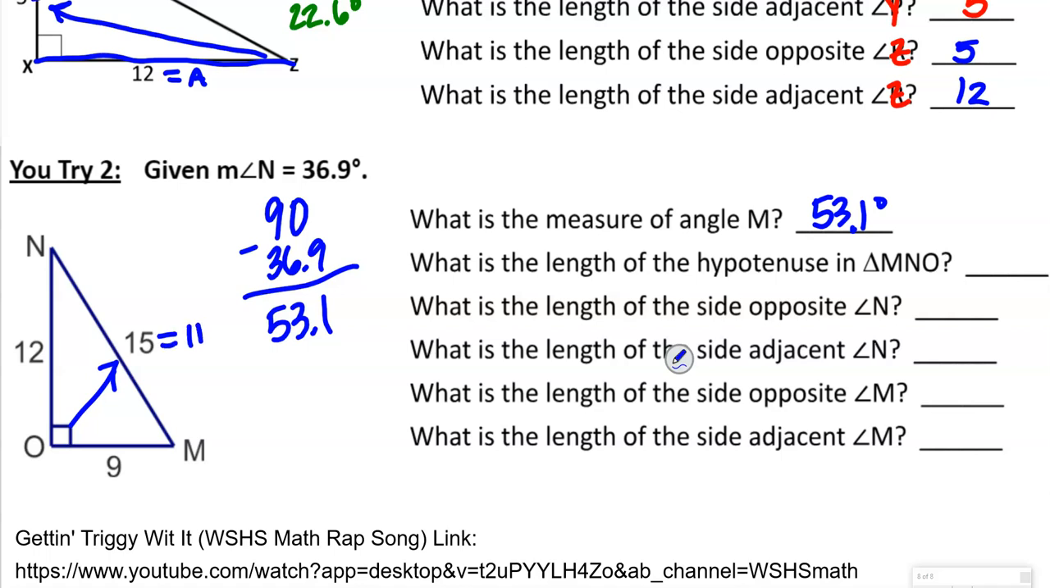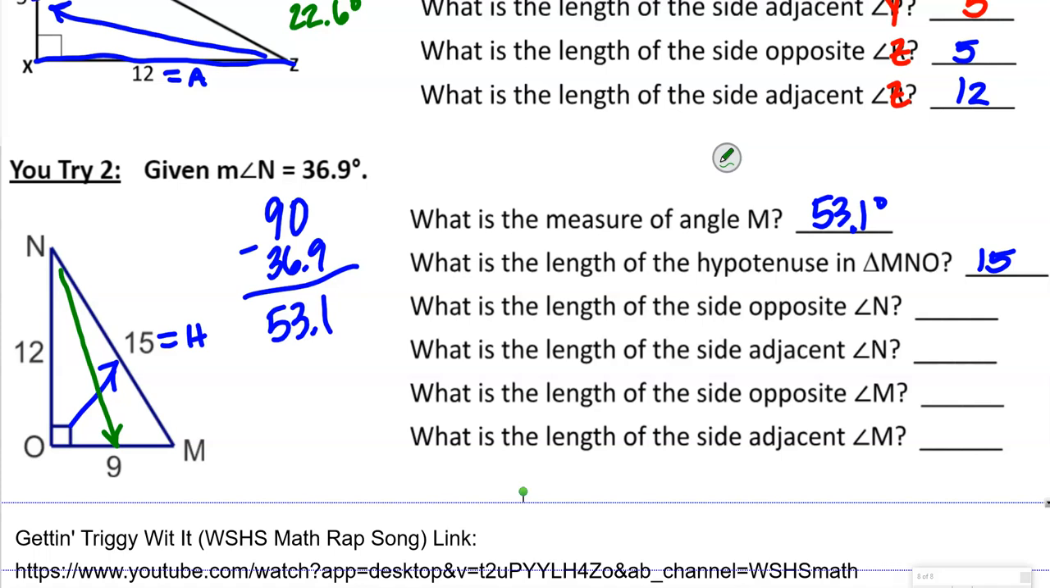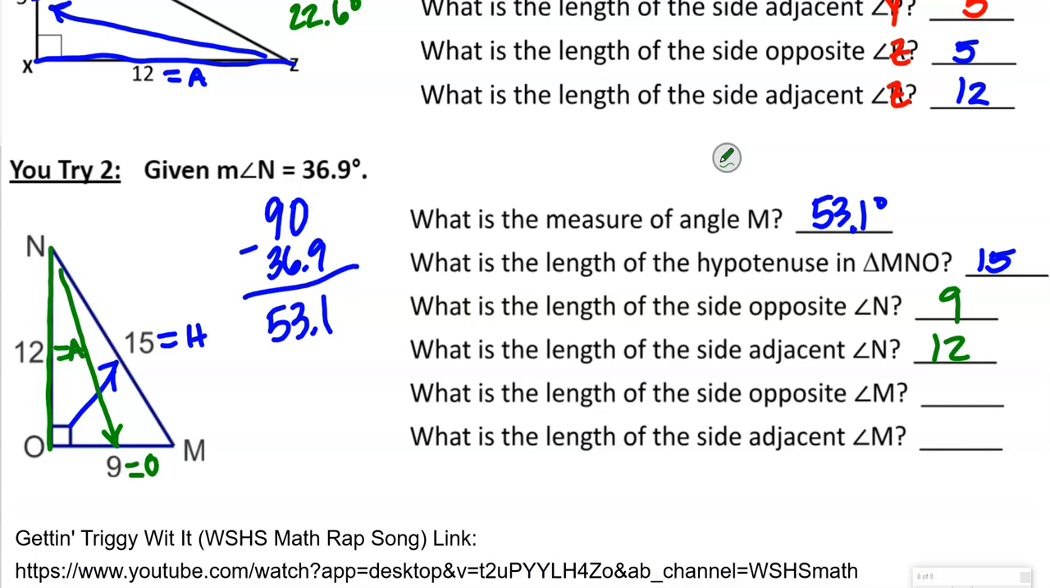All right, what's the length of the hypotenuse? There it is right there, H. 15, right? Okay. So now let's talk about opposite and adjacent. Let's just do this in green. So what is opposite of angle N? That's our 9, right? So what's going to be adjacent? Which side is touching that angle besides the hypotenuse? That's our 12, right? So that's our adjacent when we're talking about angle N.